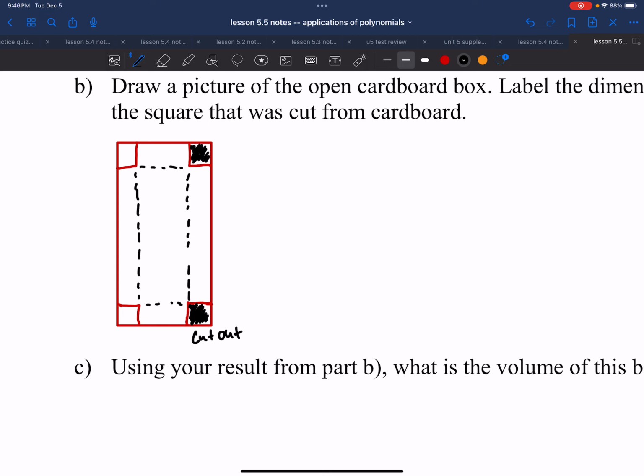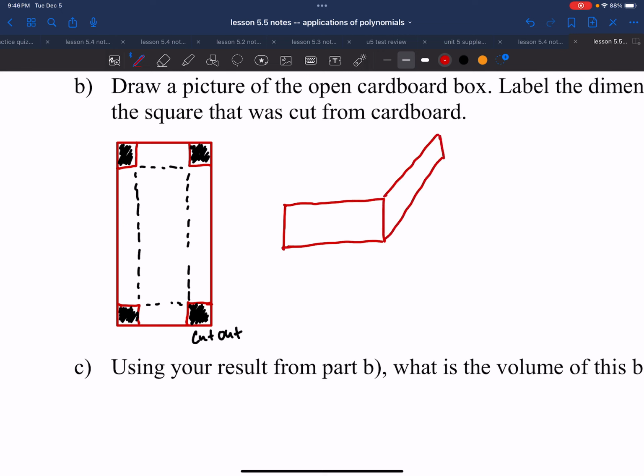I'm just making the box. There you go. And so I'm going to fold up these flaps, and they're going to make the box. It'll look something like this. It's just going to make a basic rectangular prism.